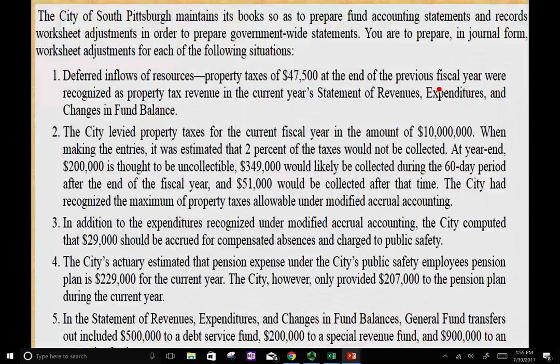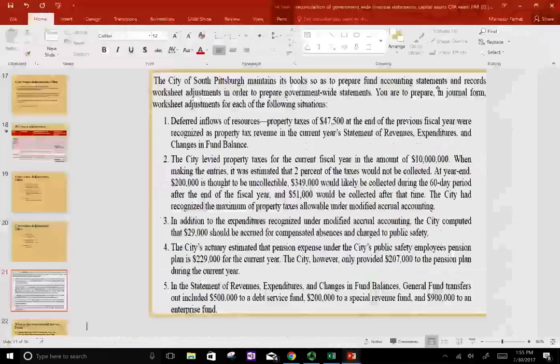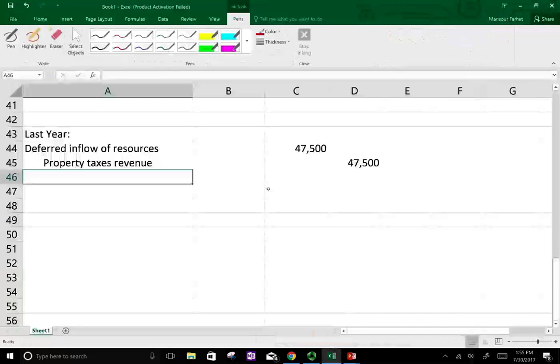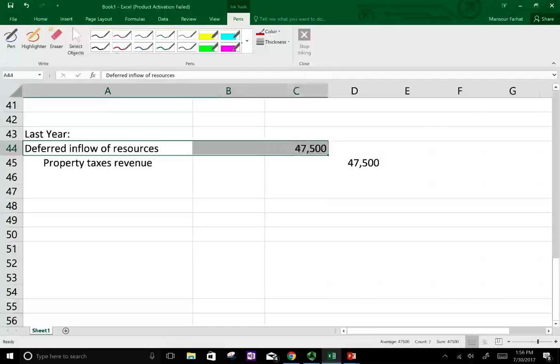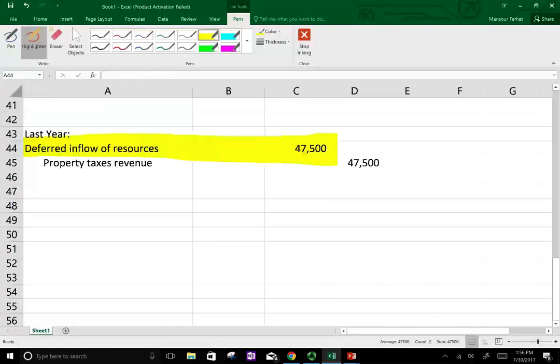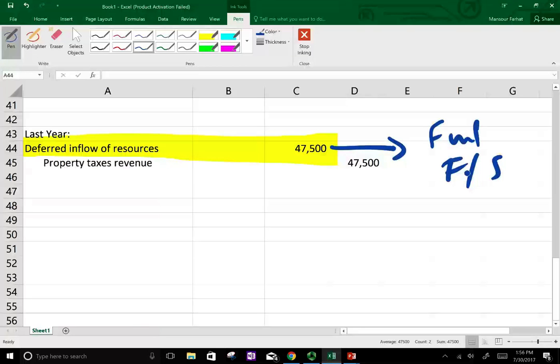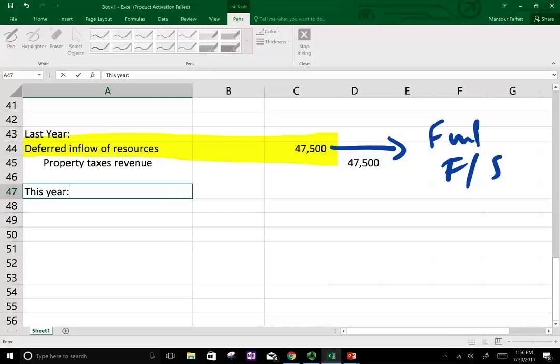This is what we are told. Now, since the prior year has ended, the deferred inflow that we counted as revenue to prepare the financial statement last year already made it to the fund financial statement. It's already recognized in the fund financial statement. Why? Because at some point we assume that the revenue we received in cash, and we turned it into revenue as we received it. Now this year, we're going to be looking at the entries that we need to make this year. Now this is the entry that we make this year. We need to fix it.